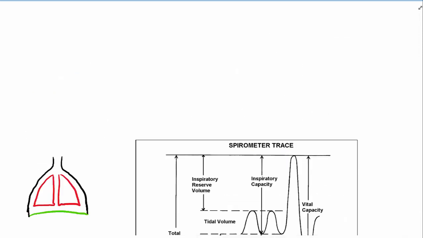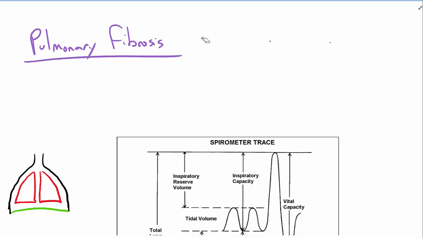Pulmonary fibrosis has the opposite effect on the recoil of the lungs from emphysema. Whereas emphysema decreases the elastic recoil of the lungs, pulmonary fibrosis actually increases the elastic recoil of the lungs. With pulmonary fibrosis, you have an increased elastic recoil, a decreased compliance, a decreased residual volume, a decreased functional residual capacity, and a decreased total lung capacity. Pretty much the exact opposite of what you get when you have a patient with emphysema.